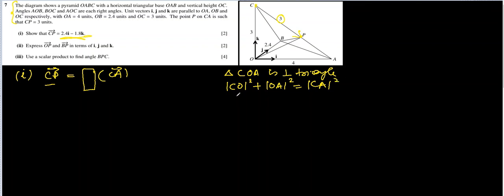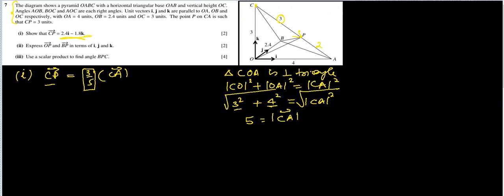CO, we know the magnitude is 3. OA is 4, and that will be CA square root. So 9 plus 16 is 25, and the square root of 25 is 5. So the magnitude of the CA vector is 5. 3 is already there, so the remaining is 2. So the fraction we were looking for is 3/5. CP is 3/5 of CA, because the total length is 5 and 3 units are from C to P.